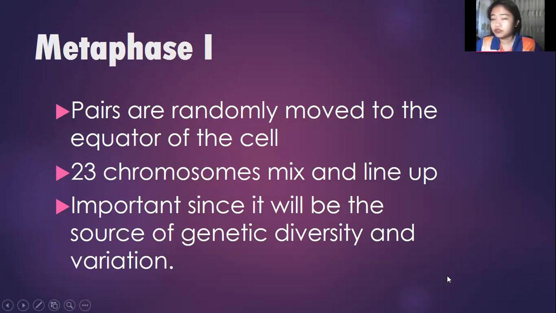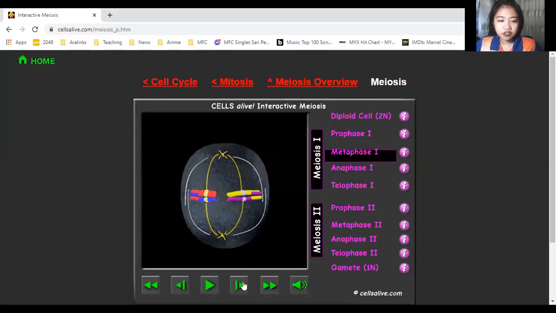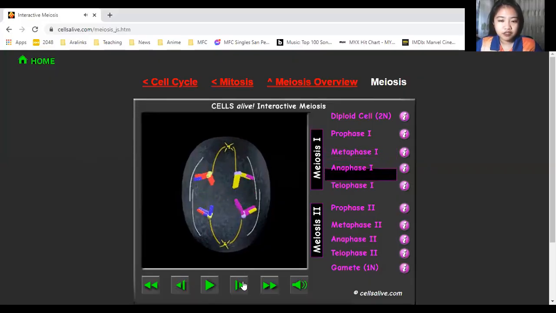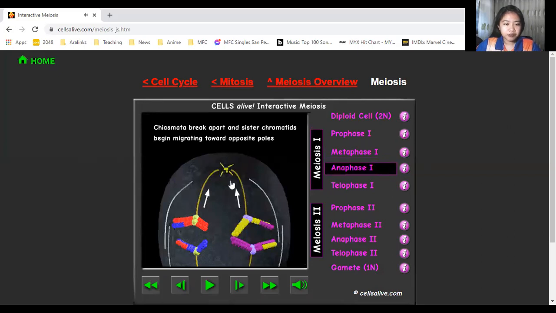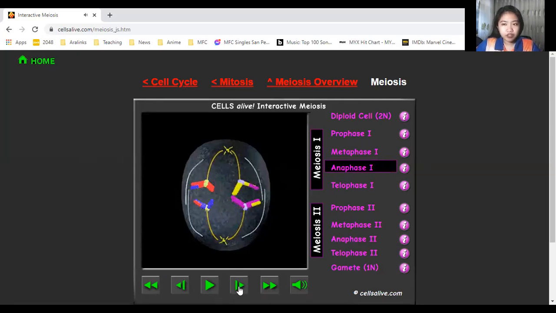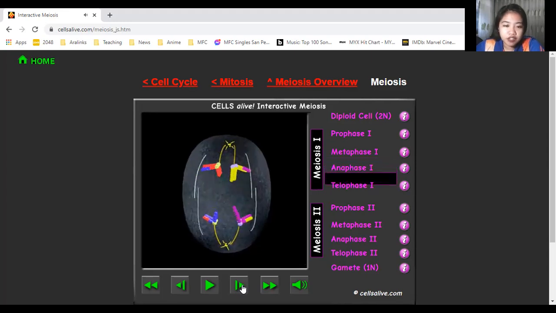So, yan. Okay, so now let's go to anaphase. So, tingnan natin kung ano mangyari sa anaphase. So, in anaphase, hiniwalay yung dalawa. Diba? Yeah. So, let's look at the information. So, the chiasmata break apart and the sister chromatids begin migrating towards opposite poles. Okay. So, ibig sabihin, yung buong chromosome, pupunta sila in separate poles. Yung isa pupunta sa isang centriole, yung isa pupunta sa kabilang centriole. So, binibreak off sila. Yan.